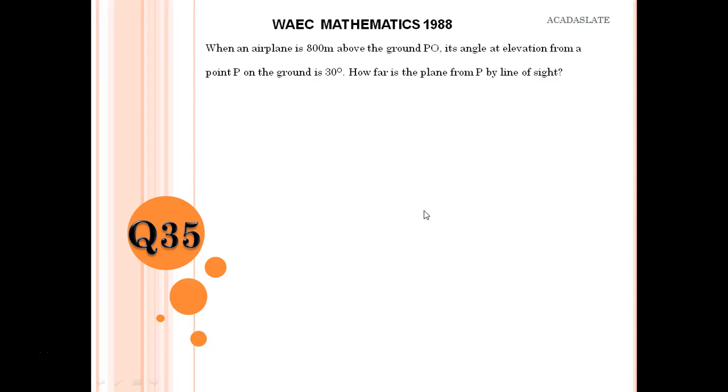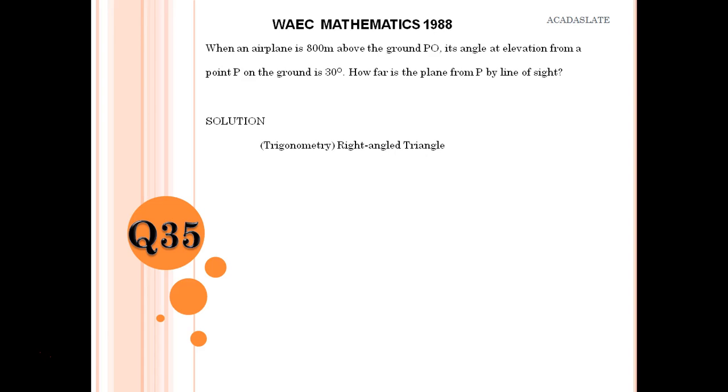The question is, when an aeroplane is 800 meters above the ground PO, its angle of elevation from a point P on the ground is 30 degrees. How far is the plane from P by line of sight? Now, the question is testing the knowledge of trigonometry.